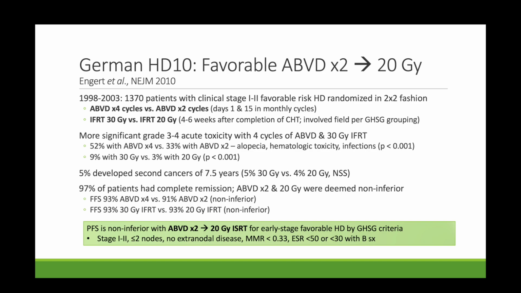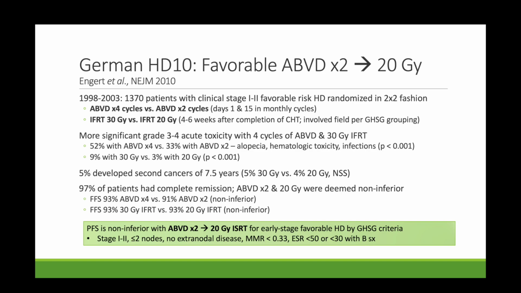So they were first randomized to get chemotherapy with ABVD, for either 4 cycles or for 2 cycles. And the cycles were given in monthly cycles with infusions on days 1 and day 15. And so they were first randomized to either 4 cycles or 2 cycles of ABVD. And then 4 to 6 weeks after completing chemotherapy, there was a second randomization to either involved field radiation for 30 gray versus 20 gray.